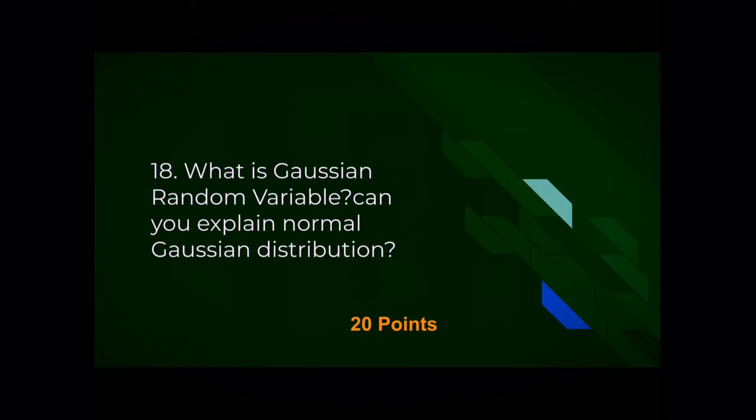What is a Gaussian random variable, and can you explain what it means by normal Gaussian distribution? What is the specific value of the mean and the variance? If you can explain it with a real life example, give yourself 20 points.